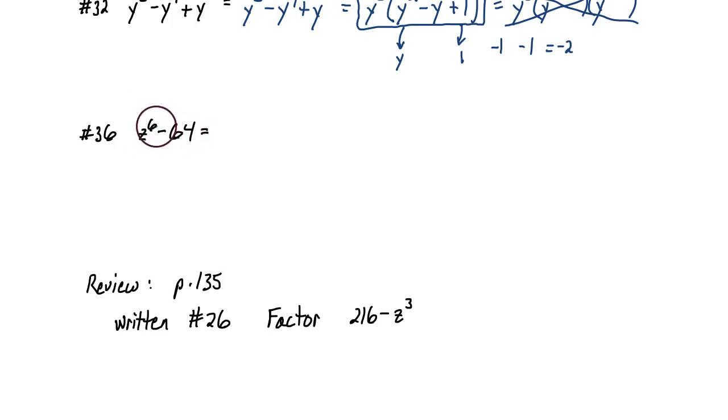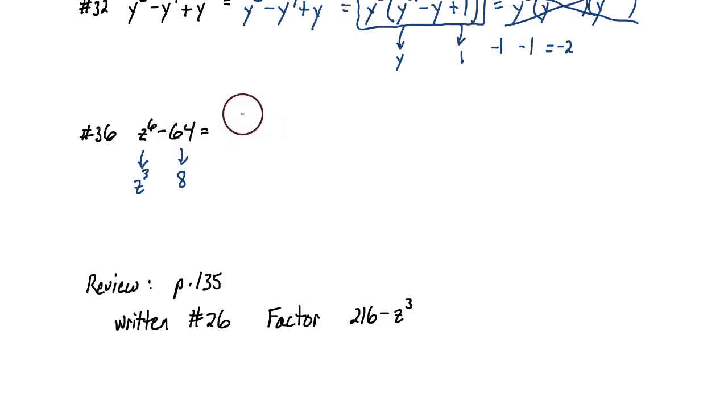Z to the 6th power is a perfect square. Z to the 3rd squared is Z to the 6th. And 64 is a perfect square. The square root of 64 is 8. However, they're both also perfect cubes. The cube root of Z to the 6th is Z squared, and the cube root of 64 is 4. So because they fit both special patterns, it's our choice which one we want to use.